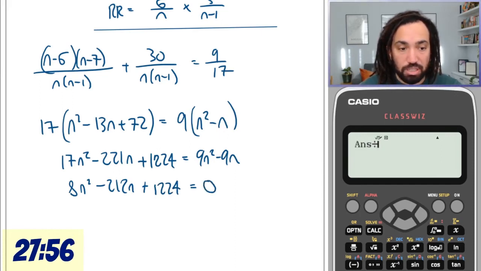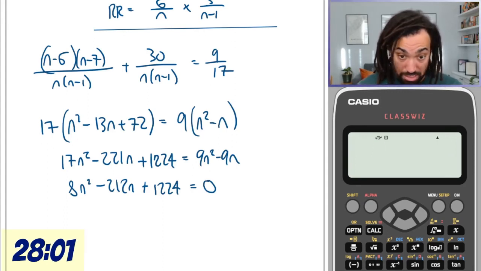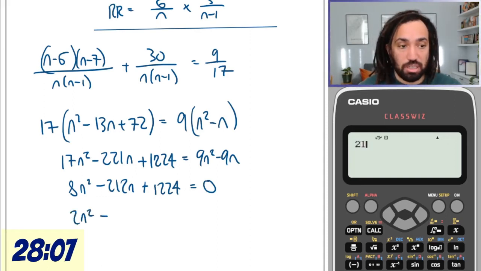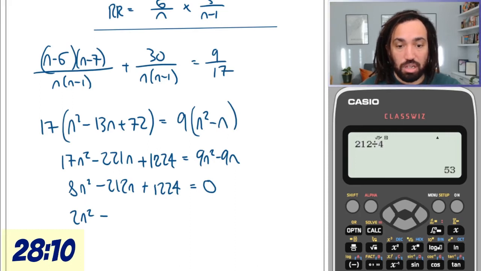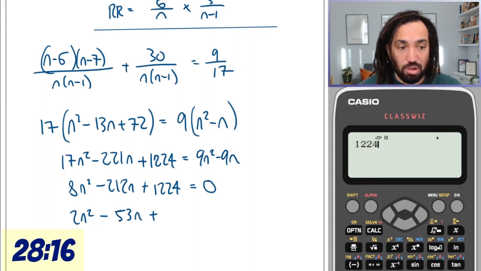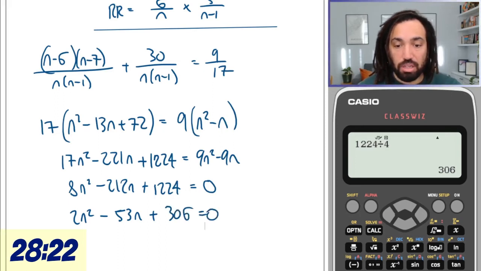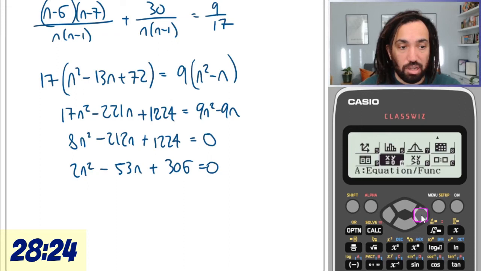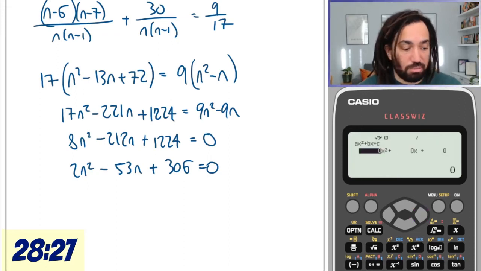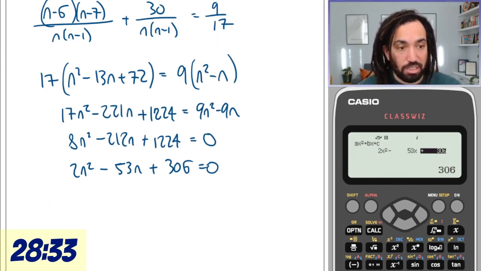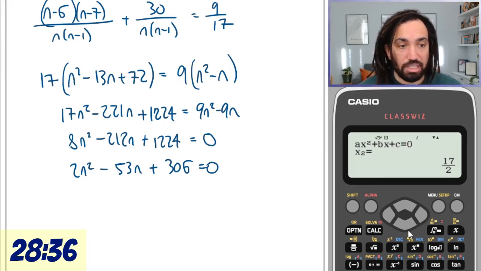Can we divide this through by 8? No, but we can divide it through by 4 though. So that would be 2n squared minus, let's divide this by 4, 53n plus, and let's divide this by 4, 306. Okay, let's then go to our calculator and let's cheat because we don't have time to mess about. So 2, minus 53 and 306. Okay, great, we get 18 and we get 17 over 2.